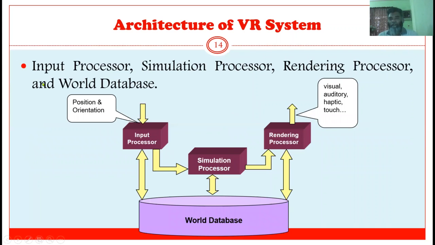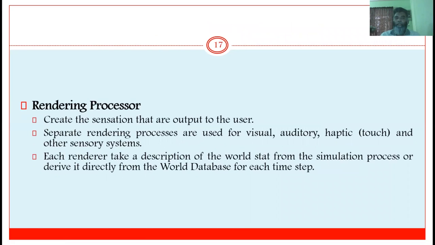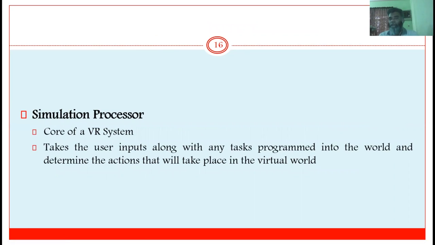So this is the architecture of the VR system. It contains an input processor, a simulation processor, a rendering processor, and a world database. What are they? What is the input processor? It controls the device used to input information to the computer. So it accepts the inputs to the computer. The object is to get the coordinate data to the rest of the system with minimal lag time, meaning minimal delay time. For input, we are using keyboard, mouse, 3D position trackers, voice recognition systems, etc.